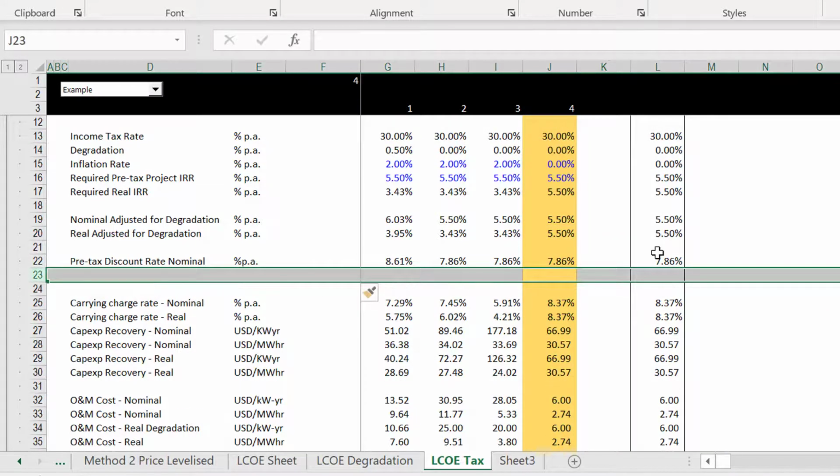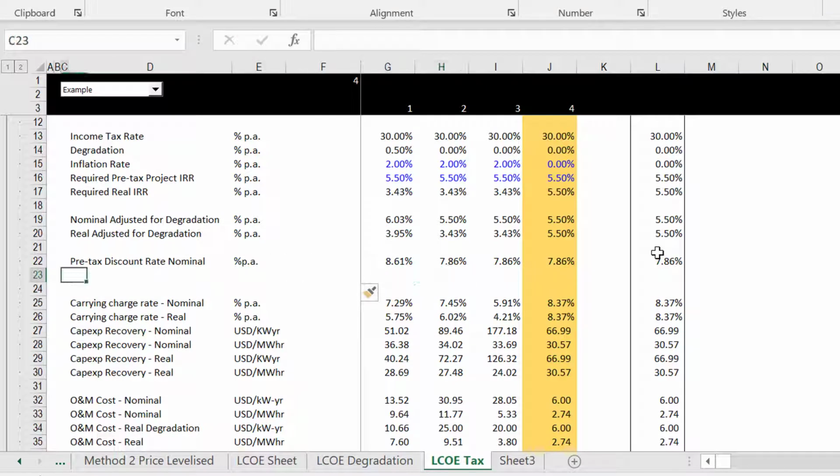And I suppose while we're at it, I'm probably going to get everything wrong, but let's put pre-tax discount rate real. Okay, and again, in your financial model, I think it's important to start at the beginning.